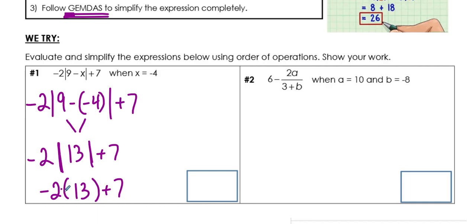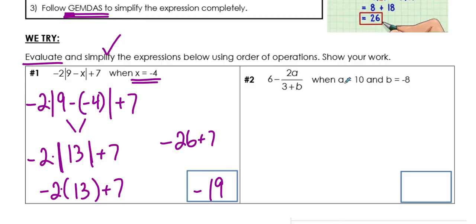You're not going to see the multiplication symbol there. Same thing here. There's an implied multiplication. When you have a number outside of a grouping symbol, that is implying that we're multiplying those two together. So -2 times 13, that's -26, plus 7, that is -19. That is evaluating an expression given a replacement value. That is as simple as that expression will get.